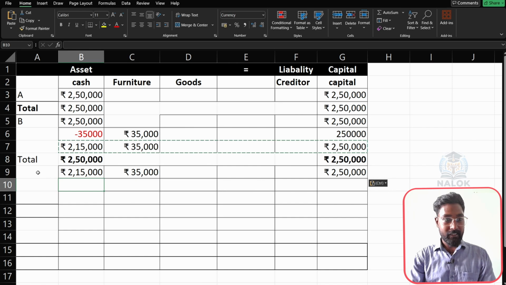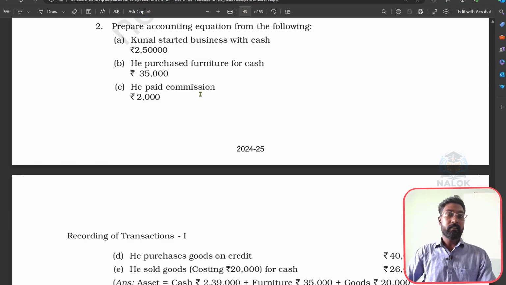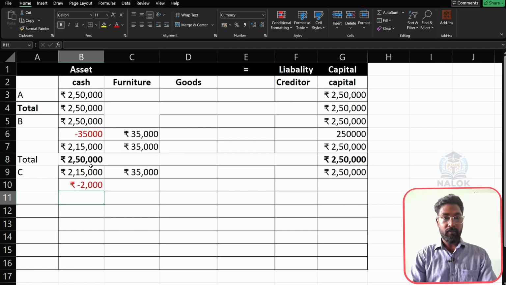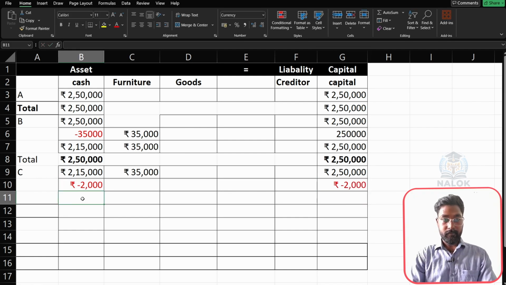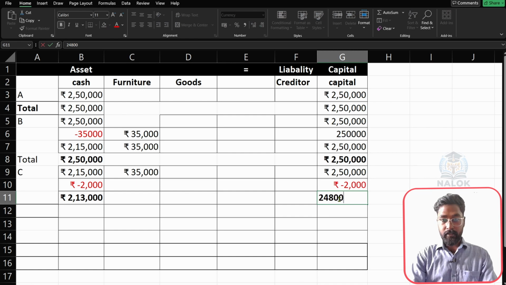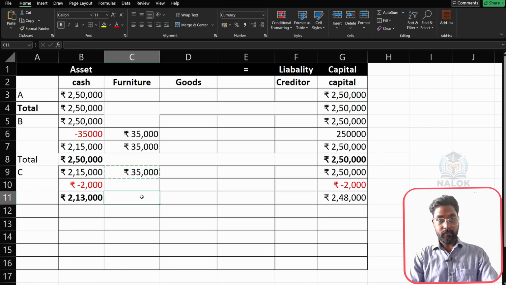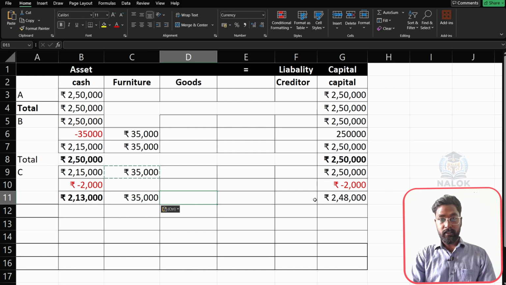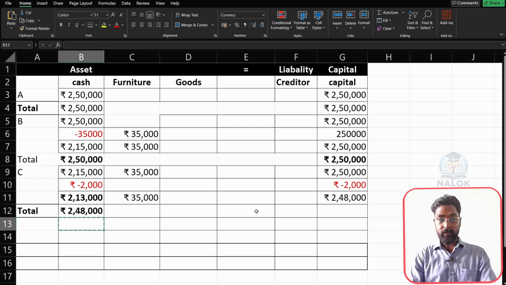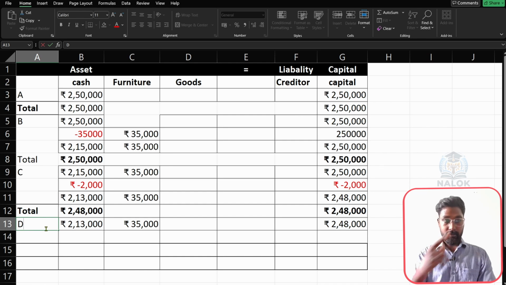Now let's analyze the third transaction. He paid commission. The owner is paying commission from his pocket. He's paying 2,000 from his asset, so the capital will decrease. What is the balance now? Cash is 2,13,000, capital is 2,48,000, and furniture is still 35,000 because furniture is not yet affected. Goods and creditor are also not yet affected. Now let's do the total. 2,48,000 is the total.